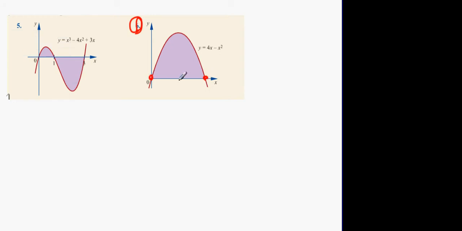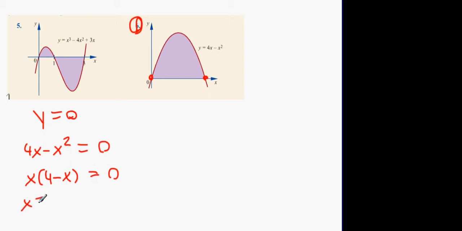But remember, on this line here, the y value equals 0. So this means that 4x minus x squared equals 0. Take out x: x(4 minus x) equals 0. This means x equals 0. We already knew that. And then the other one is going to be 4 minus x equals 0, x equals 4. We didn't know that. Okay?